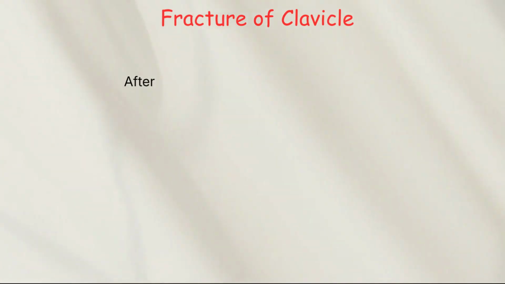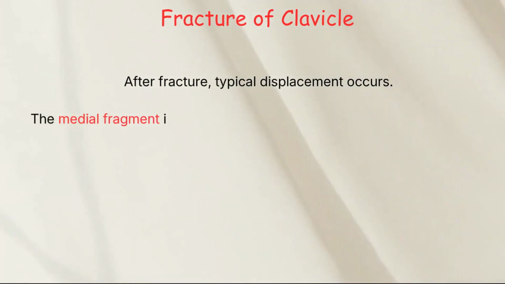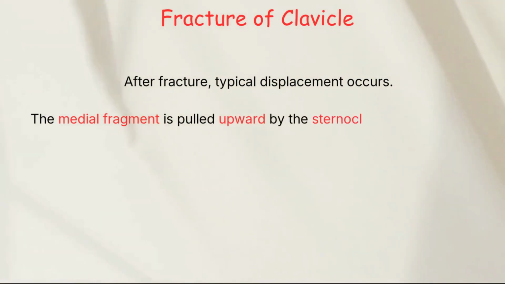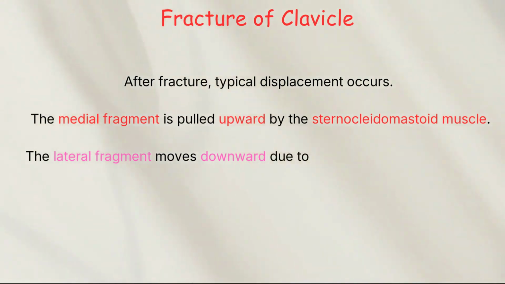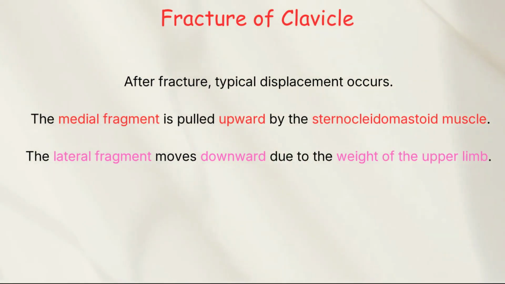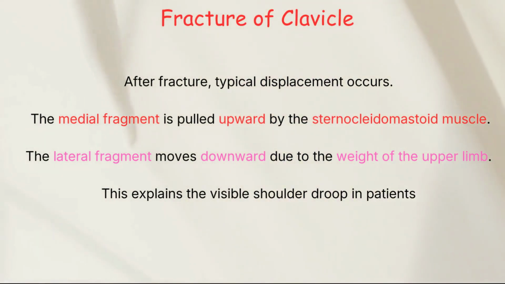After fracture, typical displacement occurs. The medial fragment is pulled upward by the sternocleidomastoid muscle. The lateral fragment moves downward due to the weight of the upper limb. This explains the visible shoulder droop in patients.